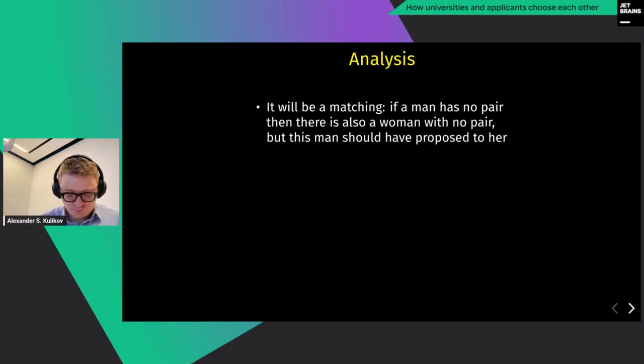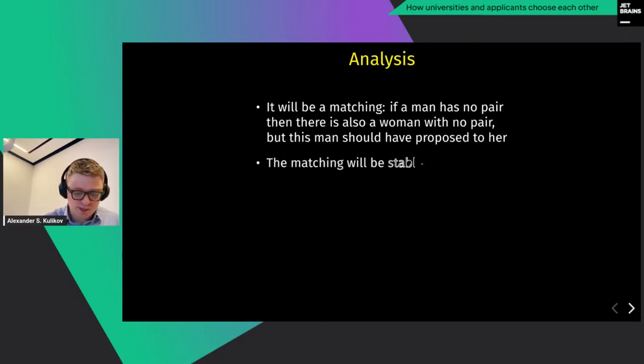So first of all, by the end of the day, we will indeed construct a matching. Because I assume for the sake of contradiction that by the end of the day, there is a man who has no pair. But since we have the same number of men and women, this basically means that there is also a free woman. But this contradicts the fact that this man proposes to all women, right? To all the women, I'm sorry. So by the end of the day, we just must have some matching.